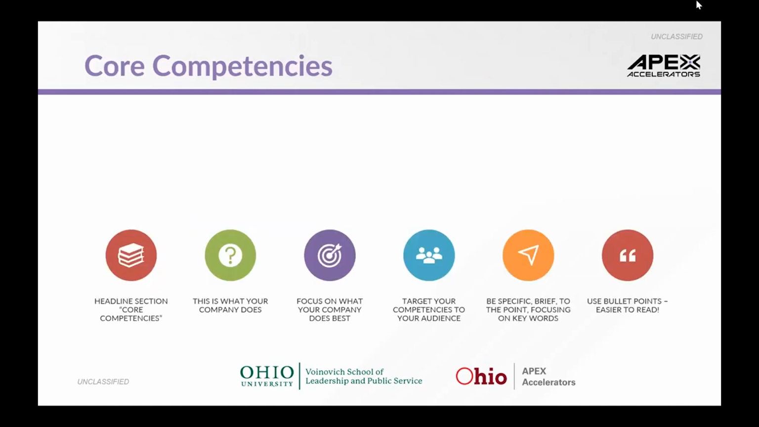The next section we call the core competencies. In essence, this is what you do. You want to headline this section, core competencies, because that's what they're looking for. But, again, it's what your company does for your clients now. And you want to focus these areas on what your company does best. Now, if your company does a lot of different things, you're going to target your competency section to the things that the agency or prime contractor is looking for. Make it very specific. You're always going to tailor your capability statement to your audience. So you can target your various core competencies to that audience.